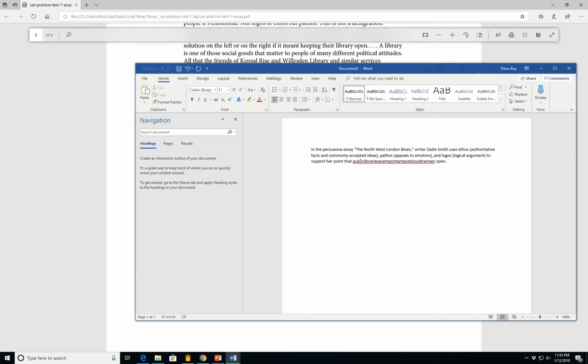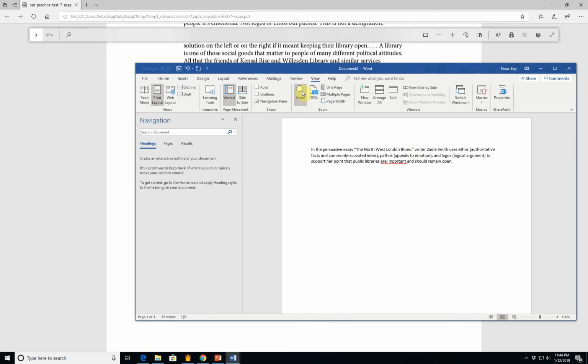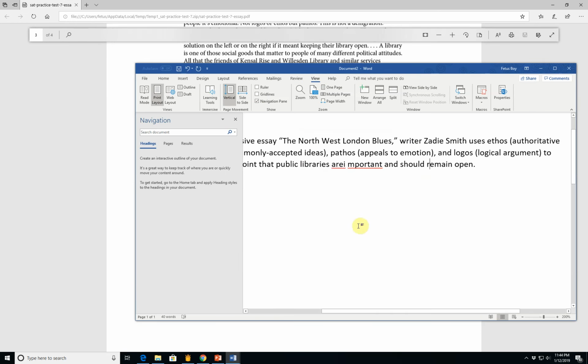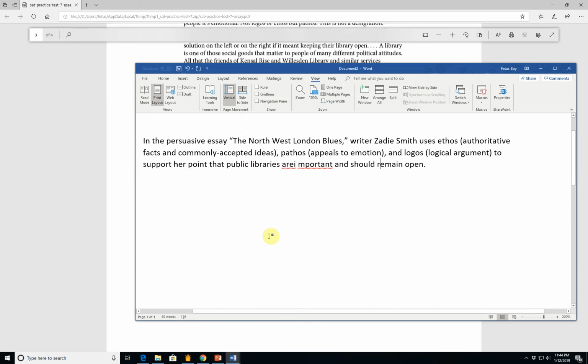Okay, so when I copy from Adobe Acrobat, it takes these spaces out, so let's put these spaces back in. Are important and should remain open. All right, so let's zoom this a little bit so we can see it a little better. That's 200%, that should do.